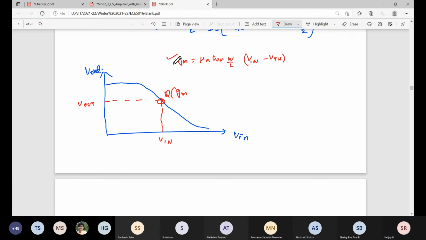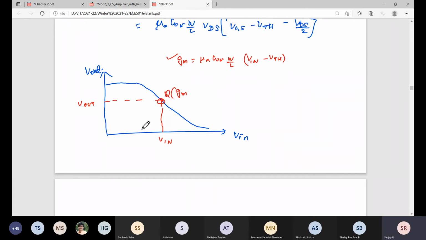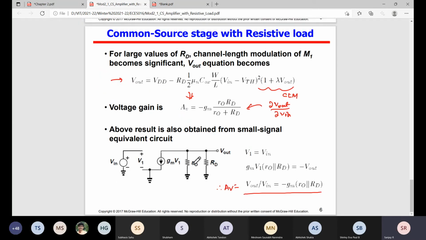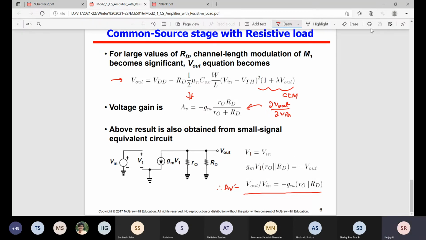Similarly, what is r0? r0 equals 1 by lambda ID. Here ID is from the large signal curve. This is a DC point. At this point, what is ID? Fine. Once gm and ID are known, we can model it as small signal, because r0 is 1 by lambda ID and gm is in terms of the DC point. Once you know these, we can draw the small signal model, and then we can find the gain. So that's all about the common source amplifier. Any doubts?